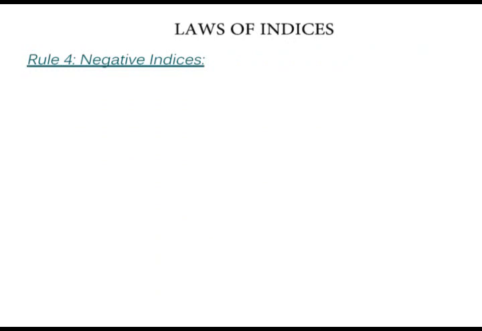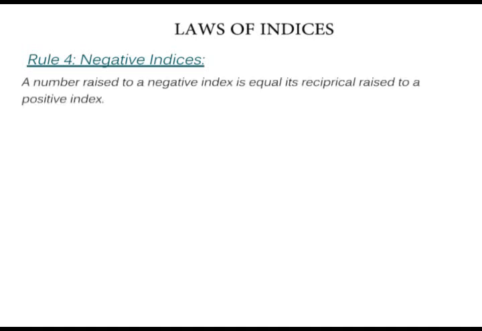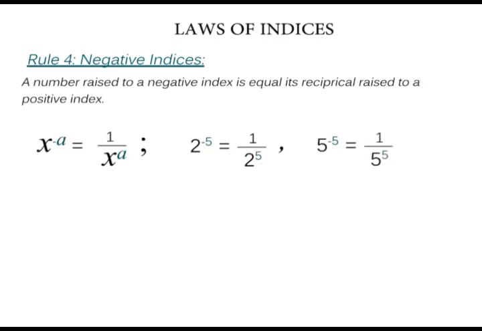Rule 4. Negative indices. A number raised to a negative index is the same as the reciprocal of the equivalent positive power of the same number. That is, x raised to negative a is equal to 1 over x raised to a, meaning 2 raised to power negative 5 is equal to 1 over 2 raised to 5. 5 raised to negative 5 is equal to 1 over 5 raised to 5.